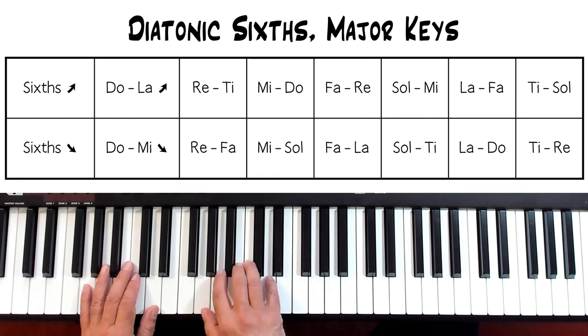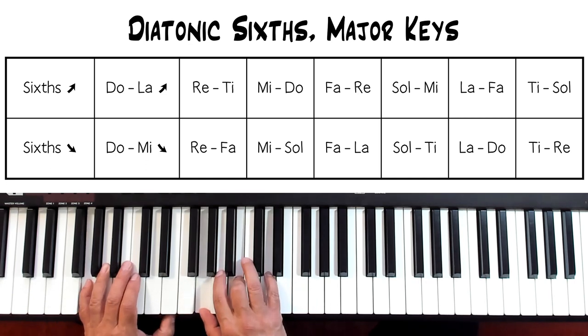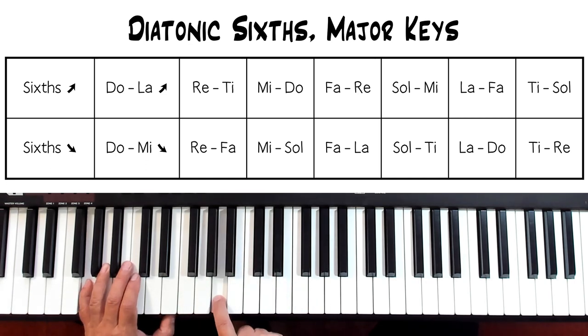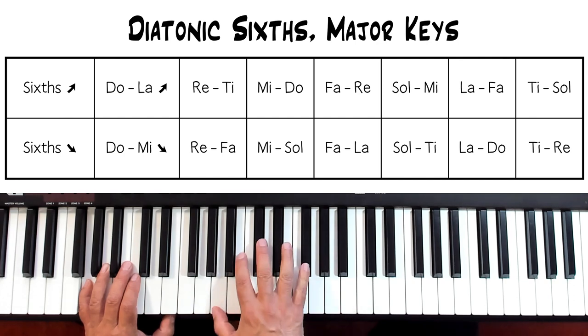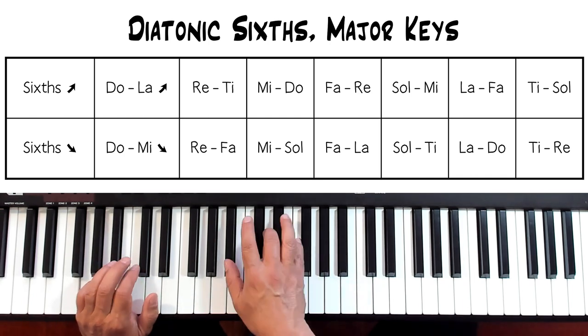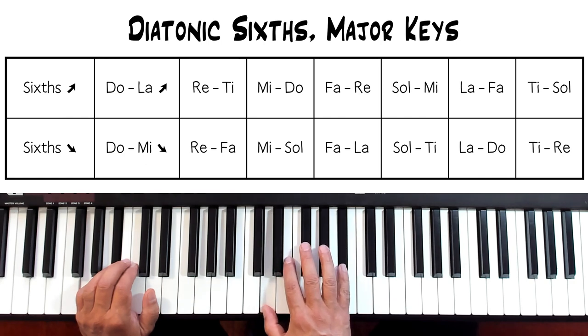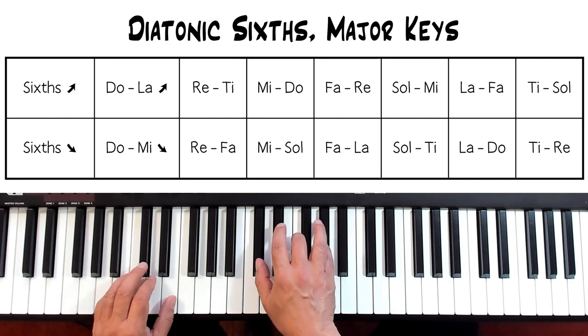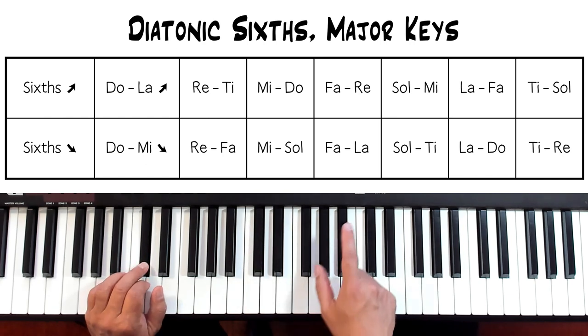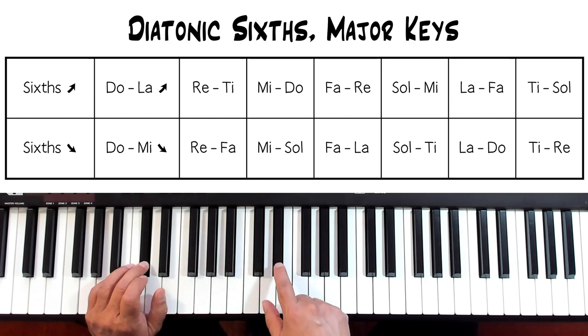Let's go to another key. How about G? I'm gonna sing the second one. Re, ti. Let's go to another key. B flat. Now we're gonna sing mi, do, ascending. And let's move on to another key. How about D flat? And we're gonna sing fa, re, ascending.